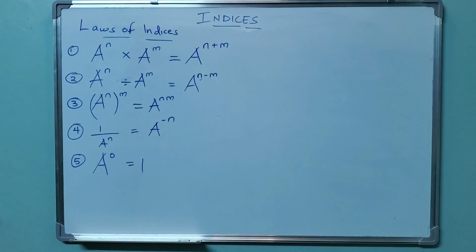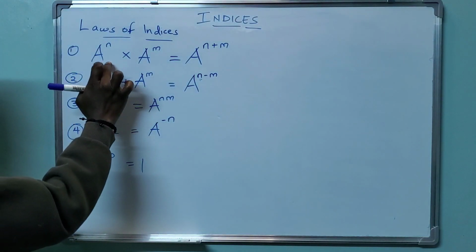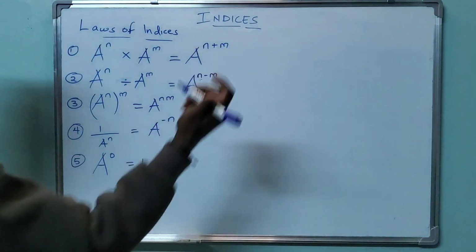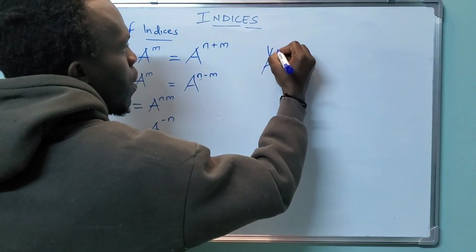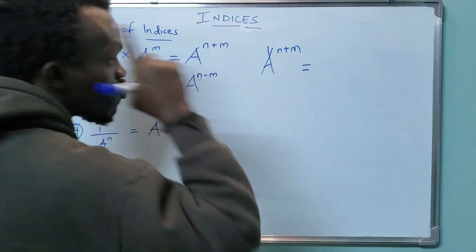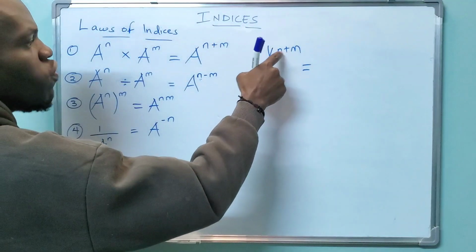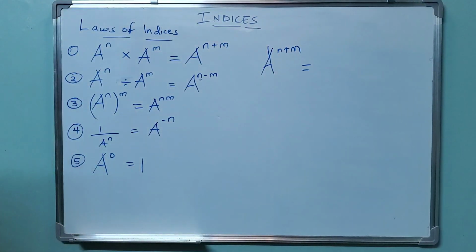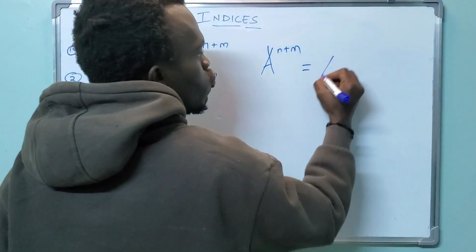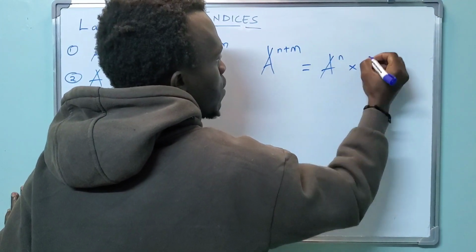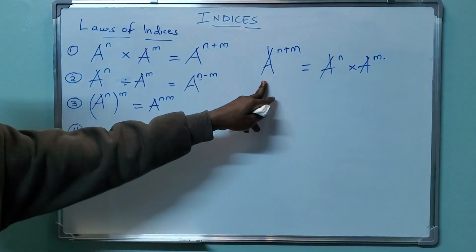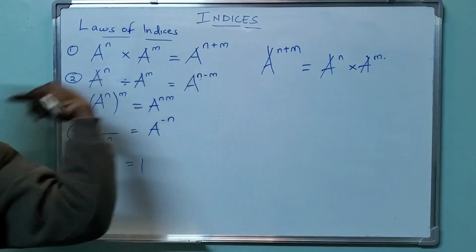And mark my words, these laws don't mean that you just have to see a multiplication for you to apply them. Sometimes the examiner might decide to give you, for instance, a raised to power n plus m. This equals what? You have to know this one, because it is the same base and the powers have been separated with a plus, so you can split them. You can have this being equal to a raised to power n multiplied by a raised to power m. So you can split sometimes. You can be given this and be told to split. So we can go forward or also backward.